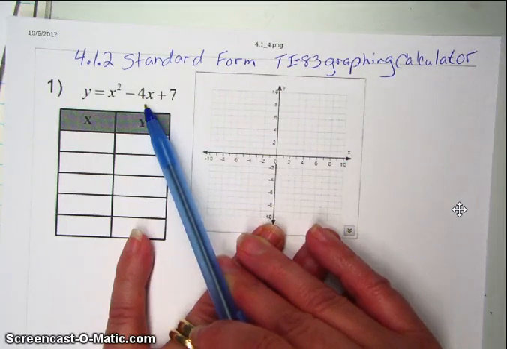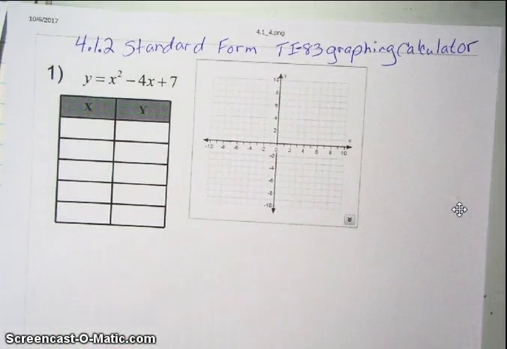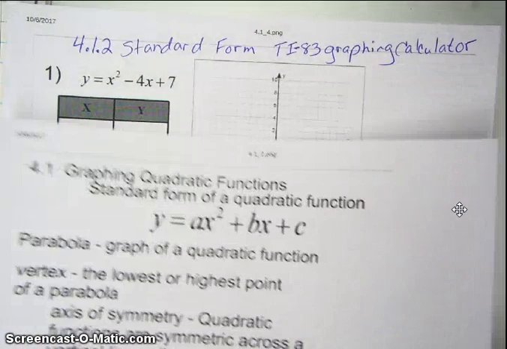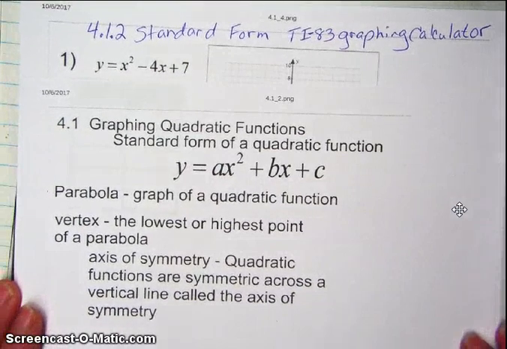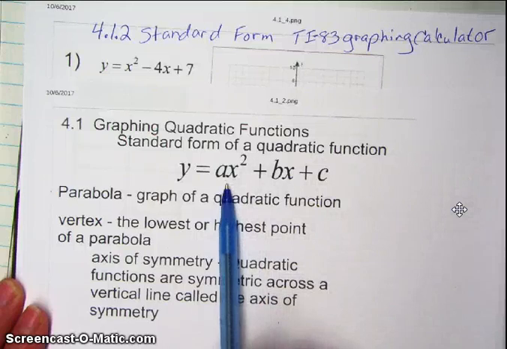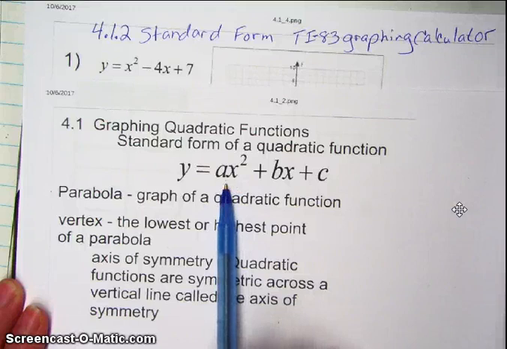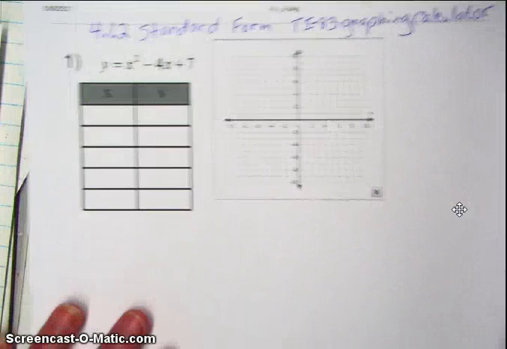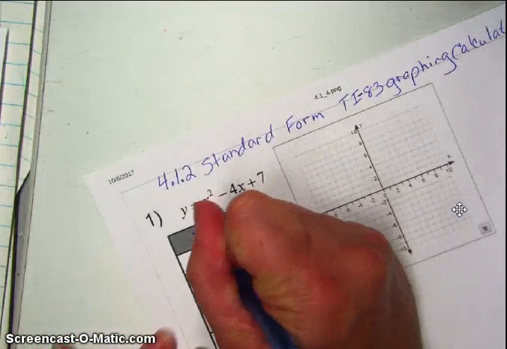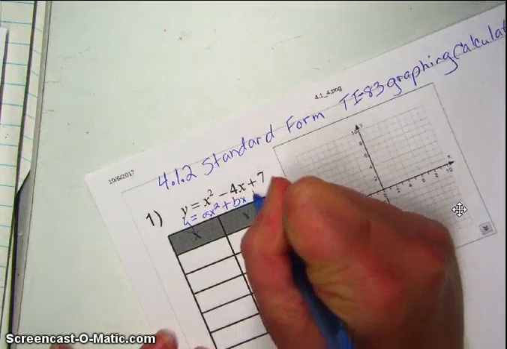It's going to have the same shape, but it's going to be a transformation of that shape. Back to our vocabulary that you got in your previous notes. A standard form of a quadratic function is y equals ax squared plus bx plus c. I'm going to write that right underneath here: y equals ax squared plus bx plus c.